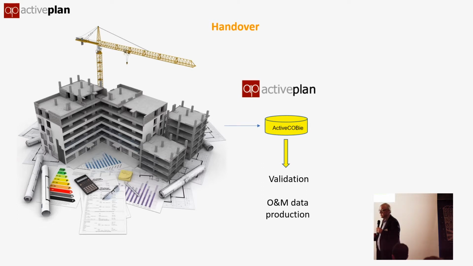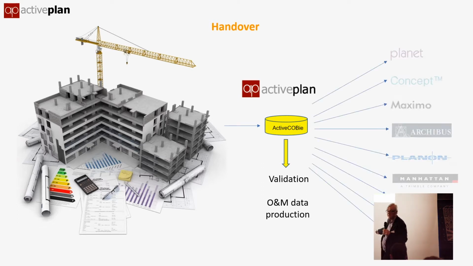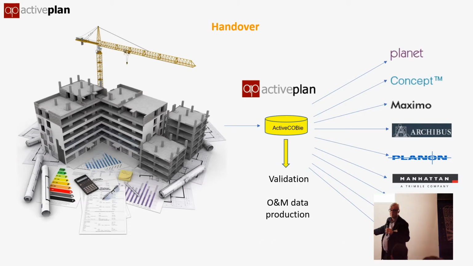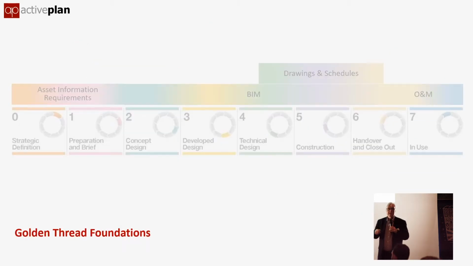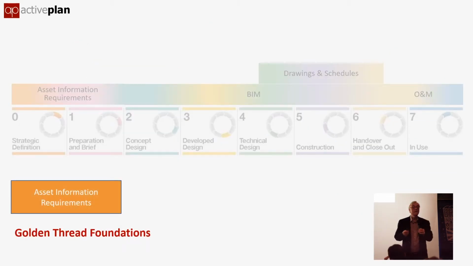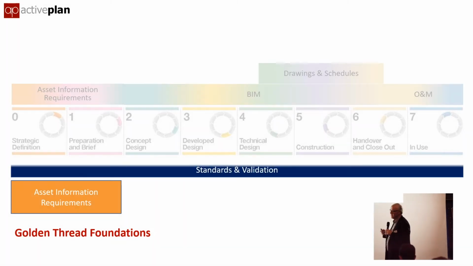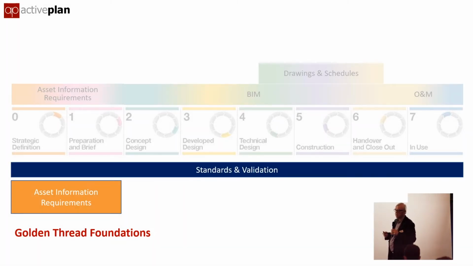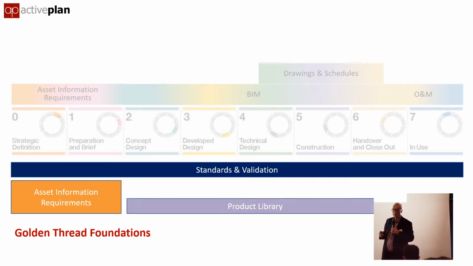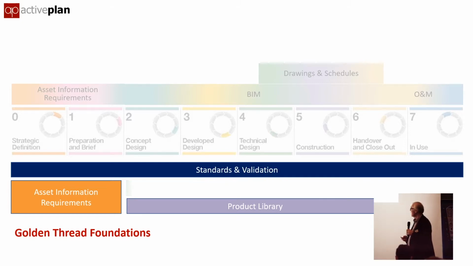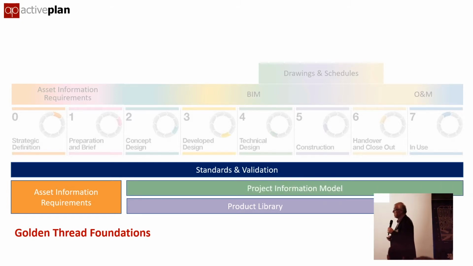So the important thing there is that we're coordinating the information. We can populate any software application that the teams want to use. So the building blocks that we've got, we're creating an asset information requirement, which means that we're enabling the asset team to say exactly what information they want through the process. We can test and validate that information so it becomes guaranteed. We've then got a product library which enables a lot of the information to be pre-prepared. And that then goes into a project information model that generates a digital O&M.